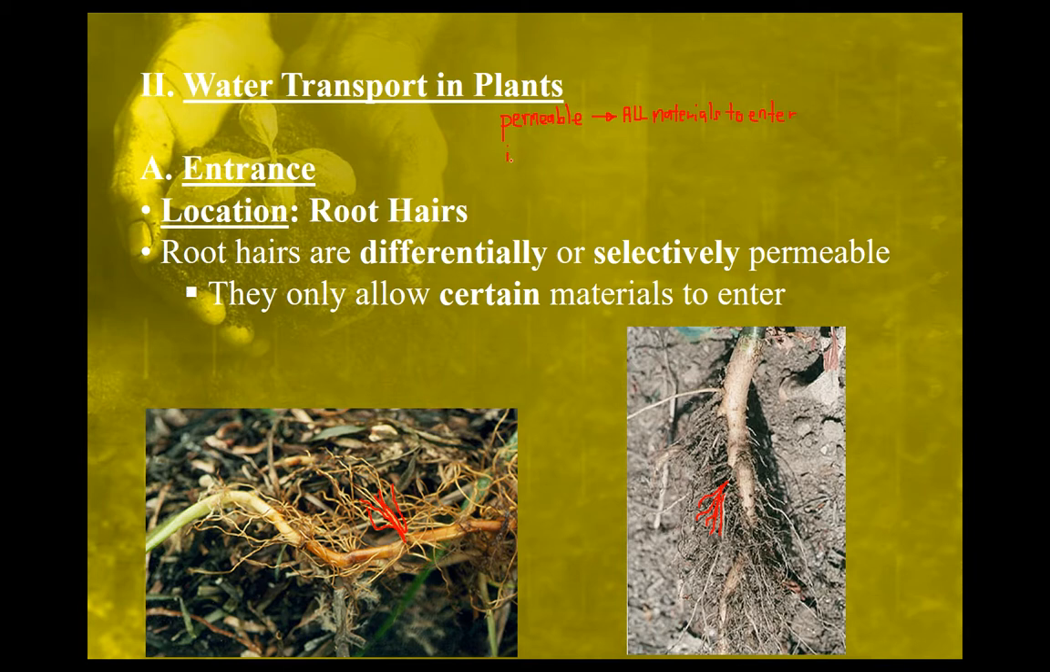We also have impermeable. Impermeable would be no materials are allowed to enter. Now, that would also be bad because then the plant's not going to get the things that it needs. It wouldn't get any water. So in between these two is what we have, a differentially or selectively permeable membrane. So only certain materials are allowed to enter, the ones that the plant actually wants.